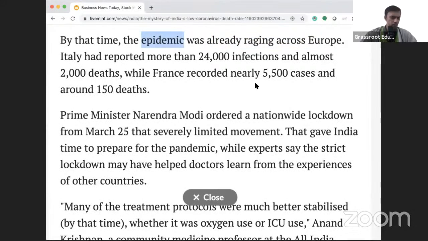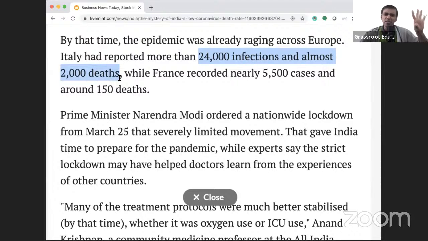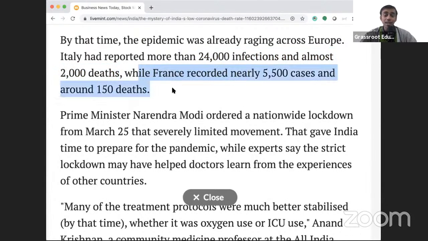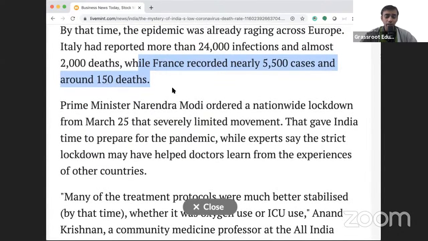Now, Italy had reported more than 24,000 infections and almost 2,000 deaths already. When India was just at 100, these countries were at 24,000, while France recorded nearly 5,500 cases and around 150 deaths. So obviously the scenario was pretty dismal outside, whereas in India it was better.